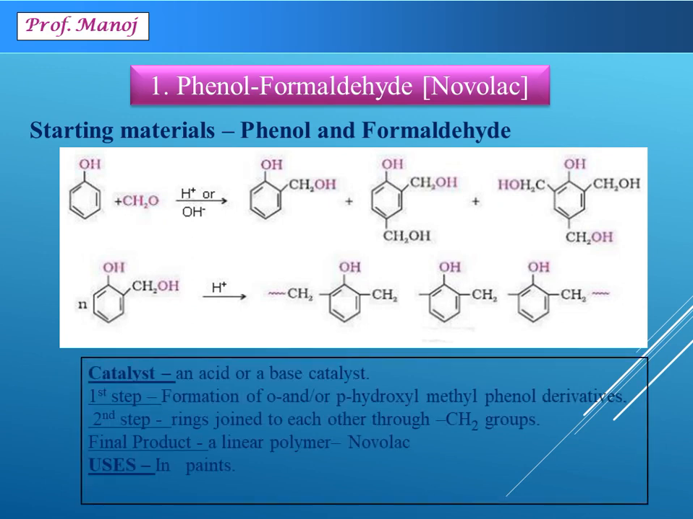Look at the two steps we are using. In the first step, the formation of ortho and or para hydroxy methyl phenol is obtained. In the second step, the rings get joined each other with the CH2 group in between. This Novolac is used in paints.